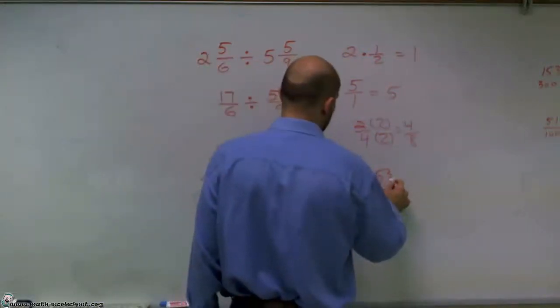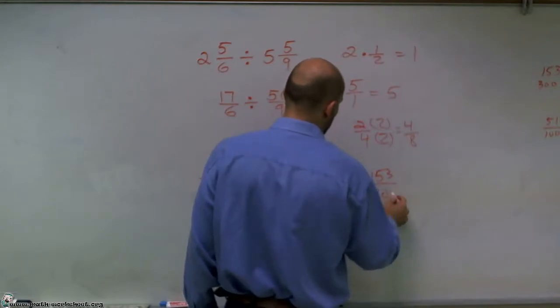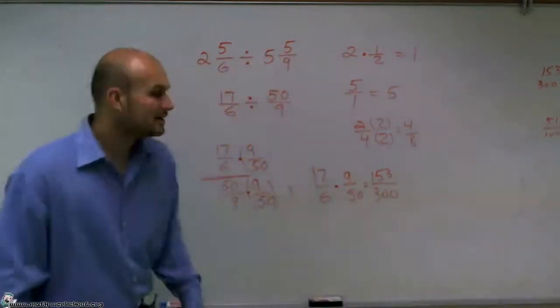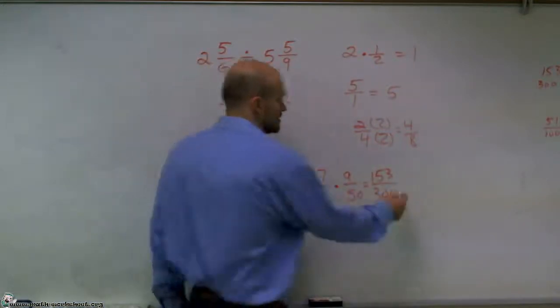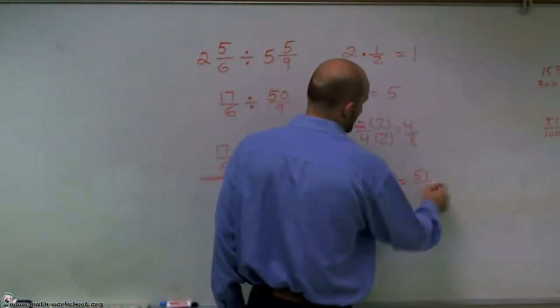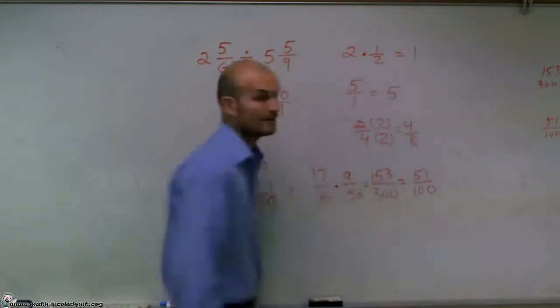I get 153 over 300. And then I notice 3 goes evenly into both of those terms. So I can reduce this down to 51 over 100. And that is your answer.